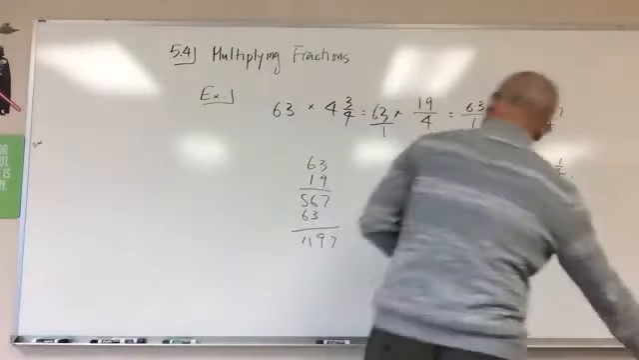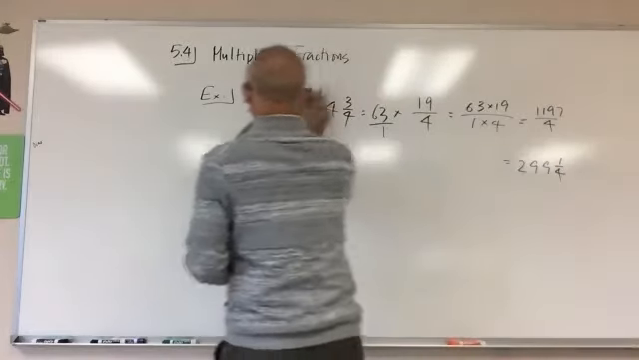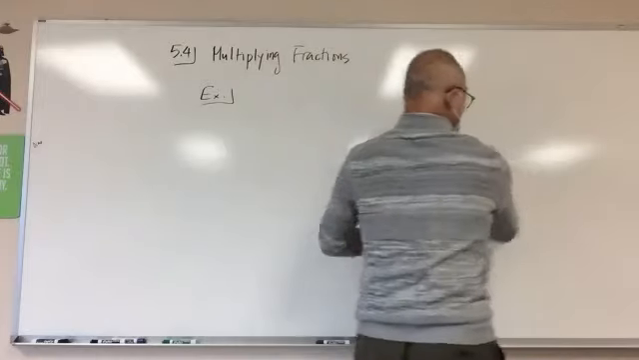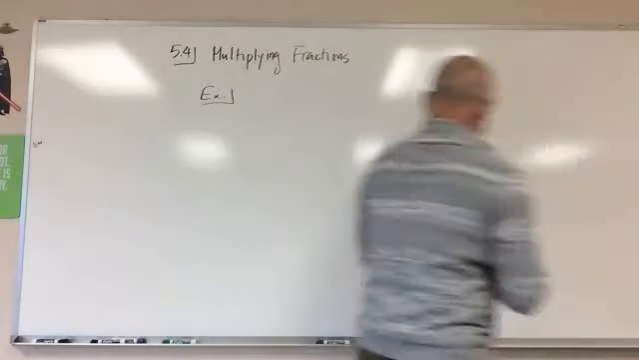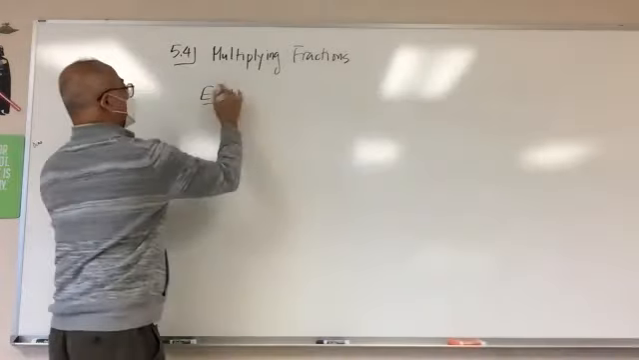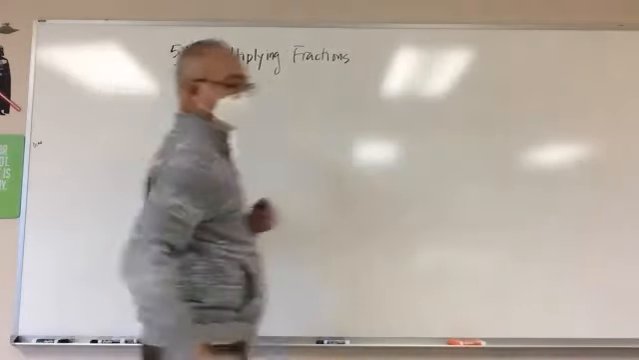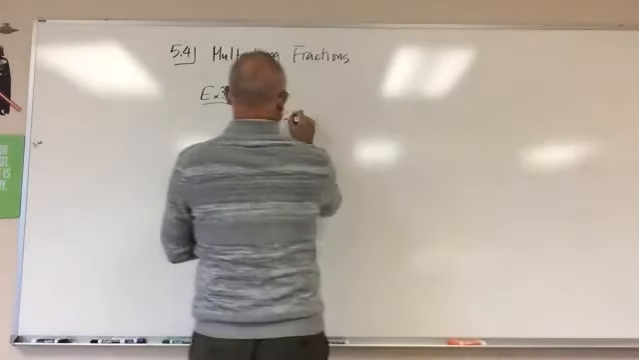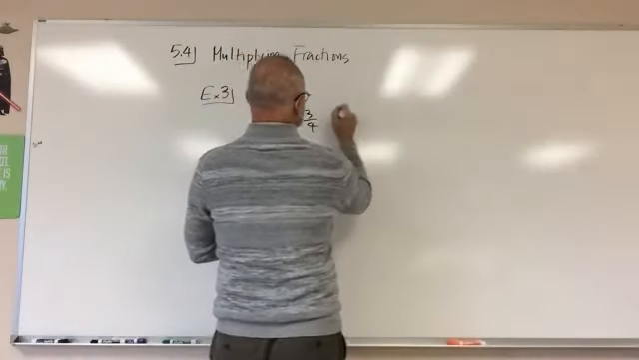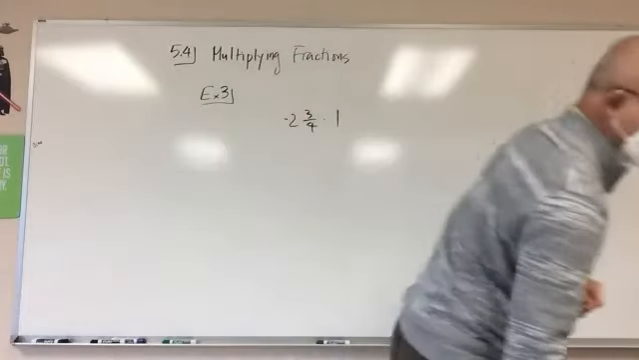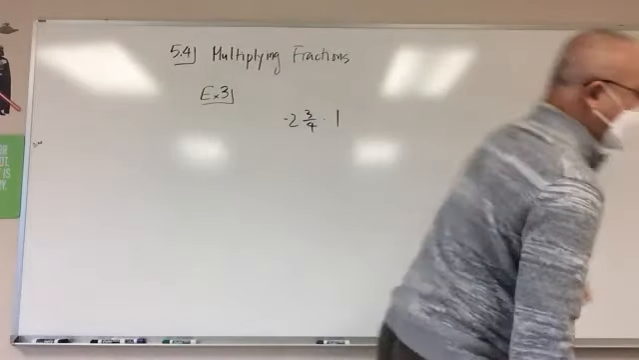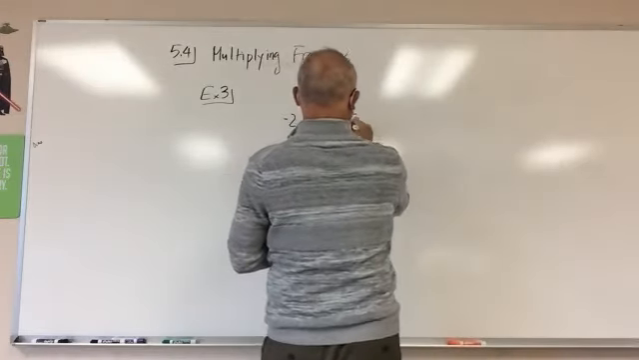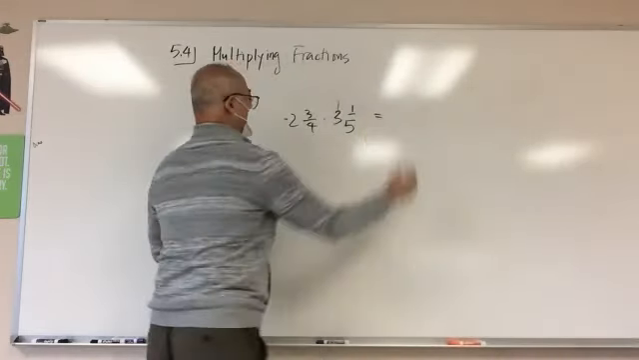Example number 3. Now we're going to multiply 2 mixed fractions together again and see what happens. Example number 3: negative 2 3/4 times 3 1/5. Okay.